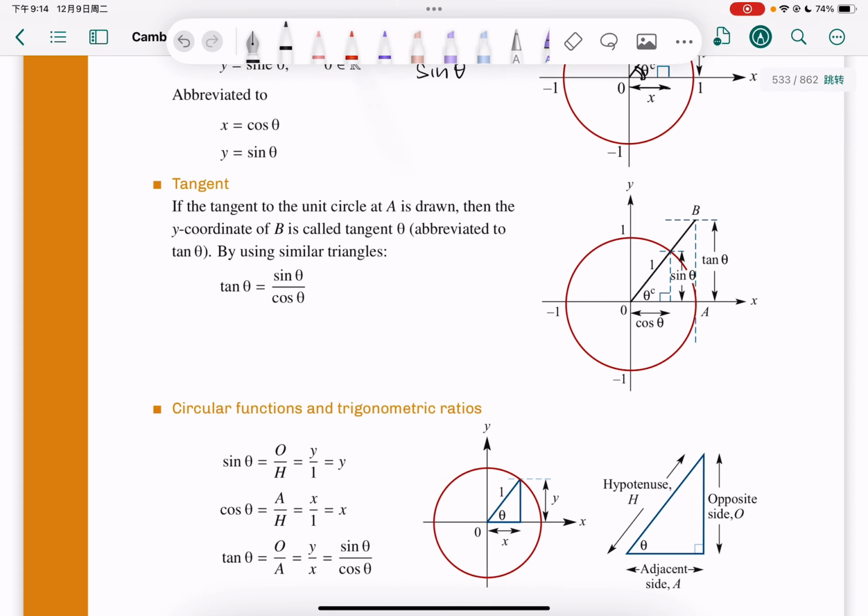For tangent, tangent is defined as this. Tangent is equal to sine divided by cos. Or you can think of it as the gradient of this line, sine divided by cos, because it's y divided by x, and that's defined as gradient. So if the tangent to the unit circle at point A is drawn, then the y coordinate of B is called tangent theta.